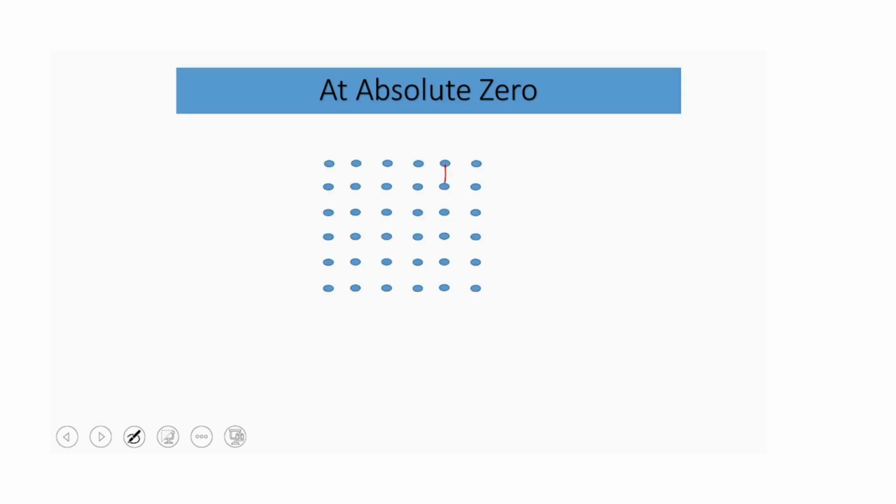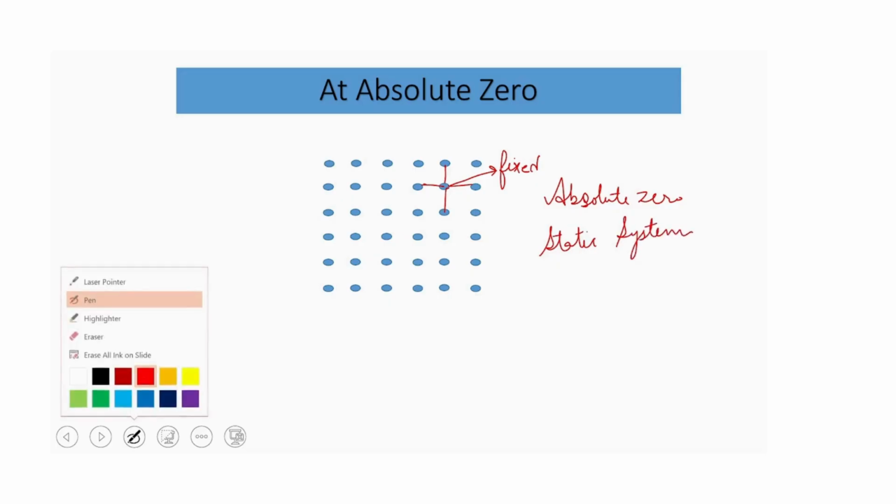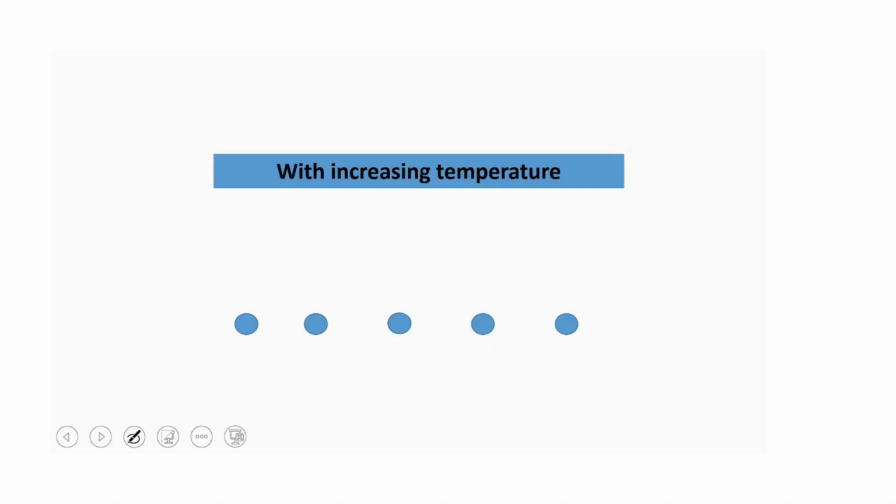That means its atoms are fixed at their positions and they are bonded with covalent bonds to their neighboring atoms. So in the crystallographic structure where we studied lattice, Bravais lattice, reciprocal lattice, all these topics are considered to be at absolute zero. That means there is no motion considered and the system is taken as static. But with increasing temperature, this is not the case.